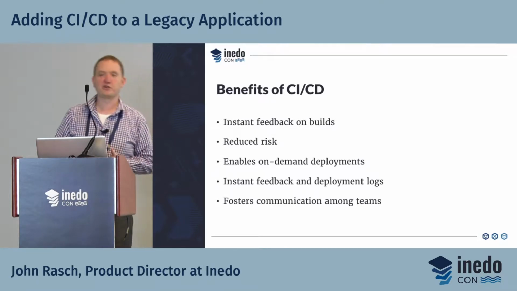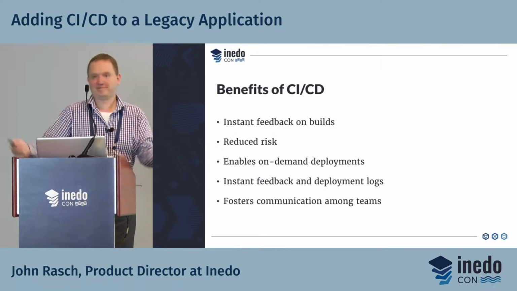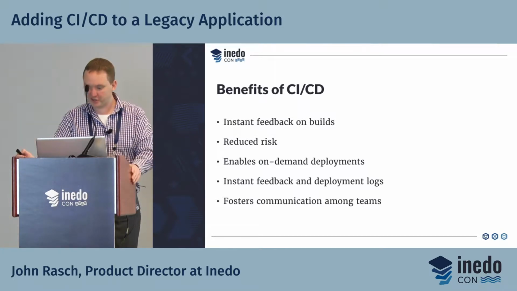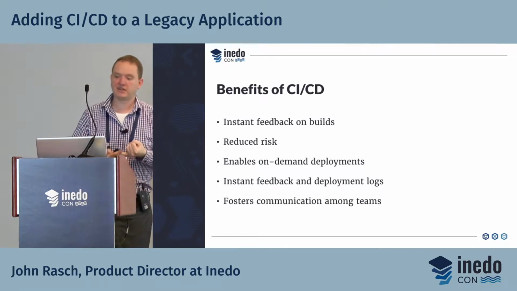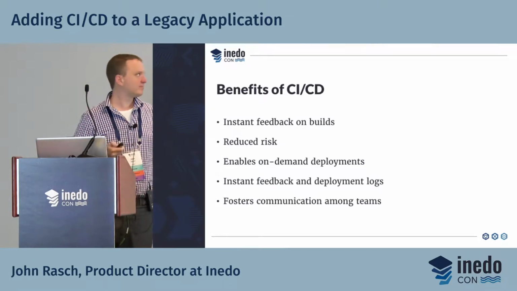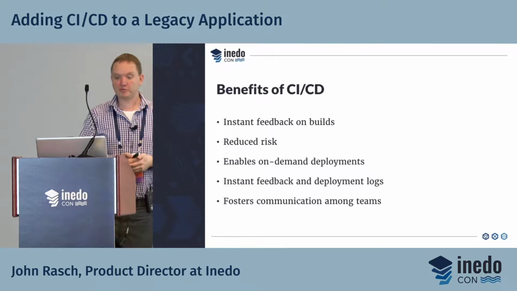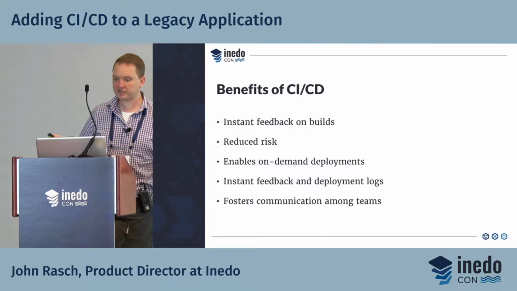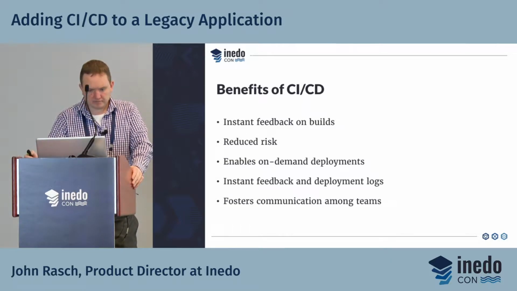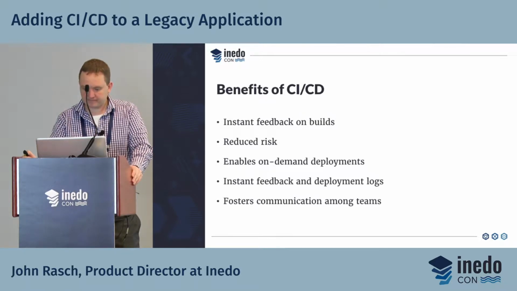Reduced risk, which I heard many times earlier, is really what drives changes in a business. They don't care what it costs, they just want the risk to be reduced. Failures are always going to happen, but when you follow CI/CD, you enable rollbacks and diagnostics, so you're able to go in and see exactly what failed. This also enables on-demand deployments if you separate your build and your deployment process into two separate pipelines, and in turn gives you instant feedback and also deployment logs.